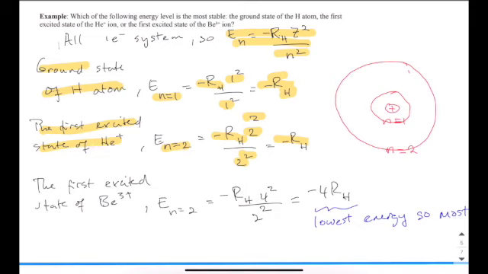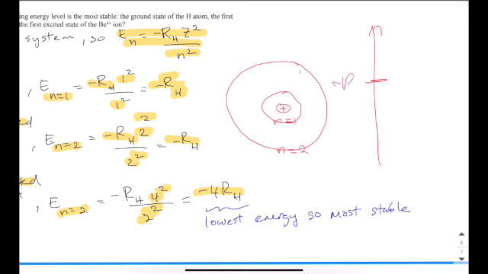Let's take a look at the third species. The first excited state of beryllium 3+. First excited state means n equals 2. Beryllium has a Z of 4. Number of protons is 4. So 4 squared over 2 squared, and that gives us negative 4 RH. So this number is much more negative than the other two, which means that if I'm drawing an energy diagram, if negative RH is here, then negative 4 RH must be down here, right? So that one is a lot more stable because it's much lower in energy. So that last one is the most stable species.